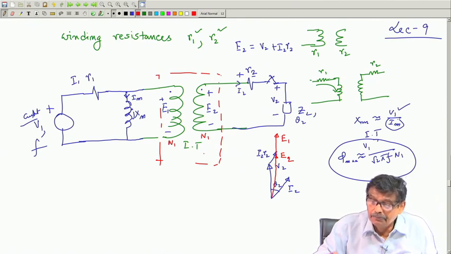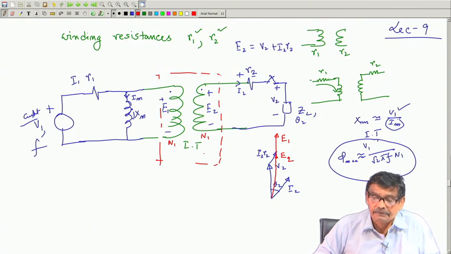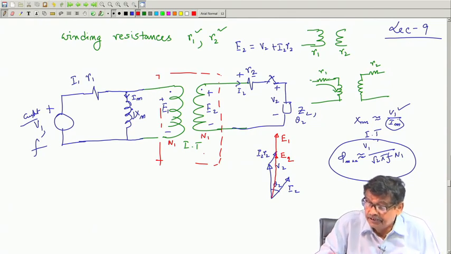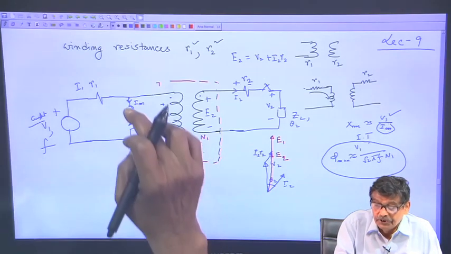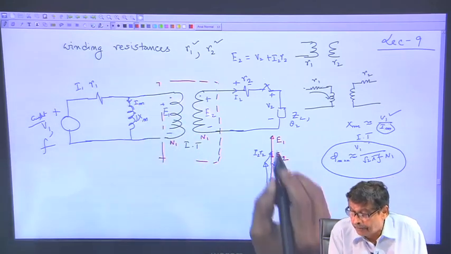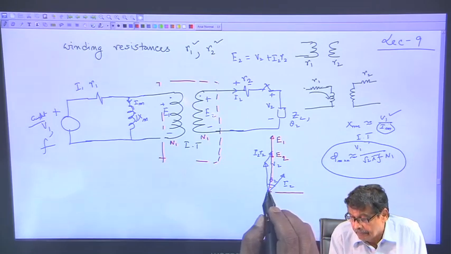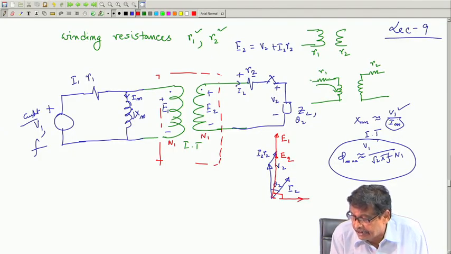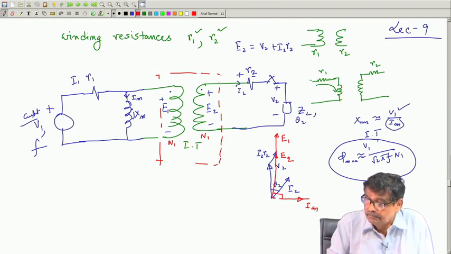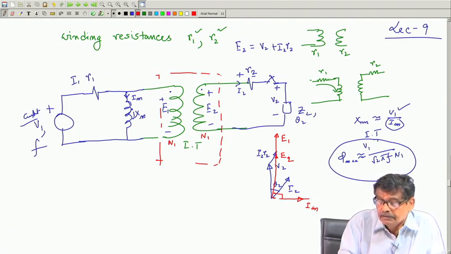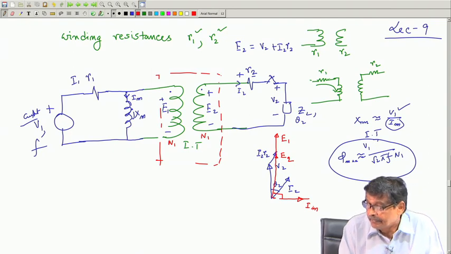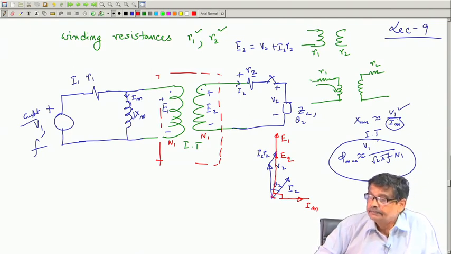So, this will be your E1, and if this is E1, this is E2, your magnetizing current will be perpendicular to E1, 90 degrees lagging. Here is your finite magnetizing current Im, is it not? I have got E1, so E1 by jXm, I get Im. So, this is the magnetizing current.